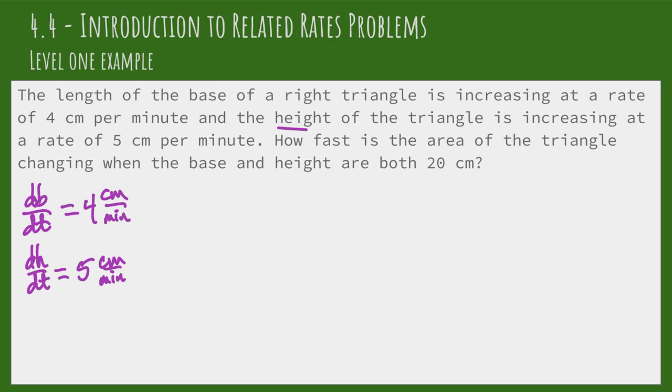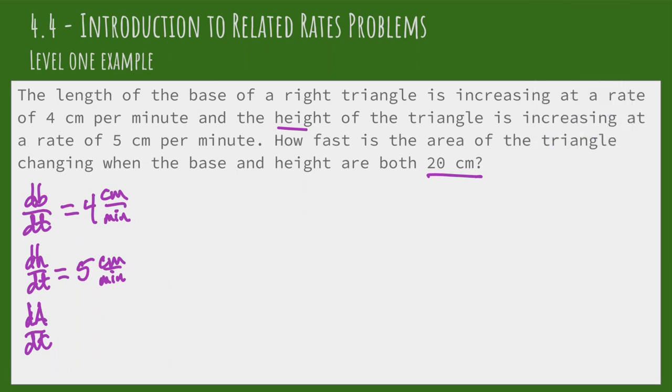So then the question says, how fast is the area of the triangle changing? So we want to know what dA dt is when both the height and the base are 20 centimeters. Again, the height and the base are both changing, so this is going to be at some particular moment in time. I don't want to plug that 20 centimeters in until after I've taken derivatives. Otherwise, the constant that I get is going to disappear by taking derivatives.